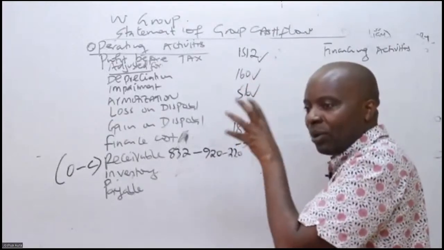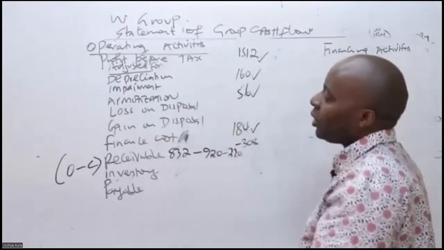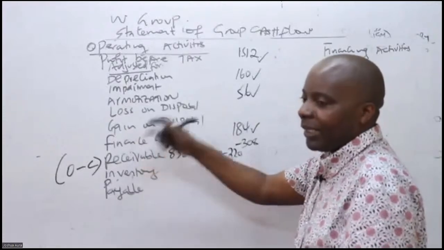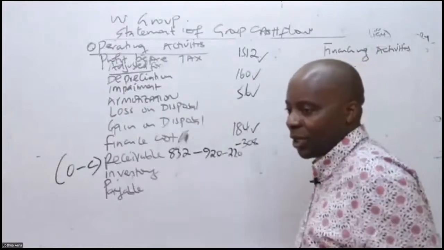Any losses and costs shall always be added. The only thing you will subtract here are things like gains. But expenses, losses, etc., they are added back. Gains, profits, you subtract like that.